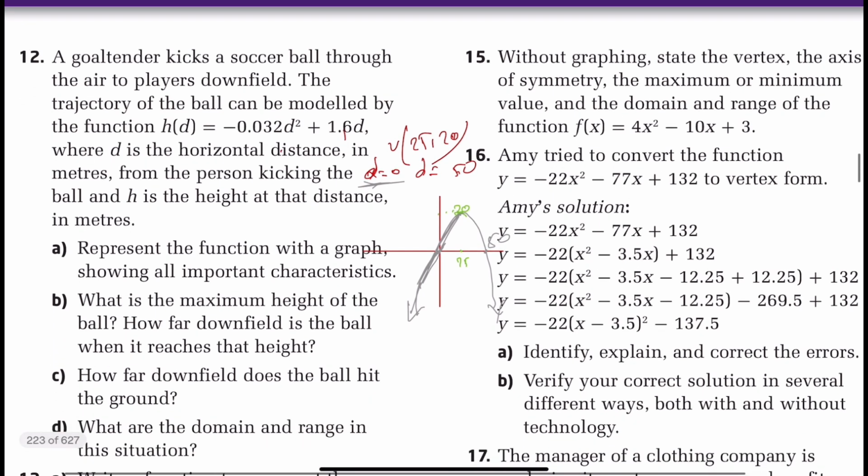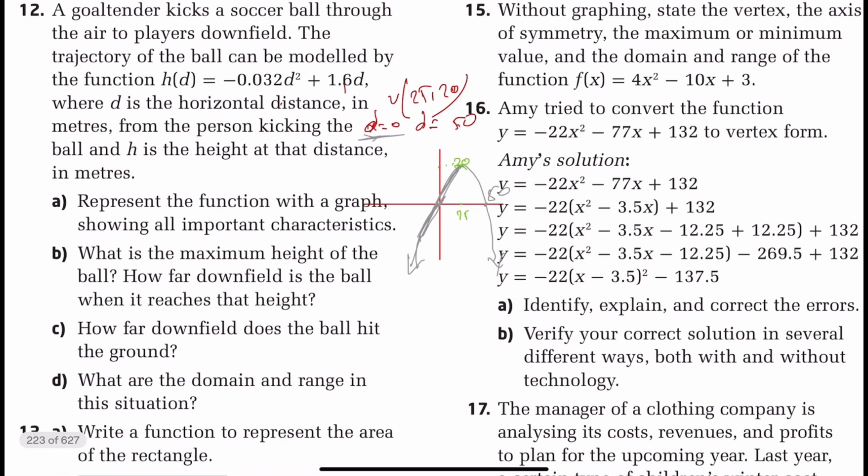So we represent the function graphically. What is the maximum? I got it. The maximum value is 20, 25. How far downfield does the ball fly? It is 50, up to here. So see how far is 50, because max, what's this? So if I just find this 50 is here, so the ball will go from here to here.